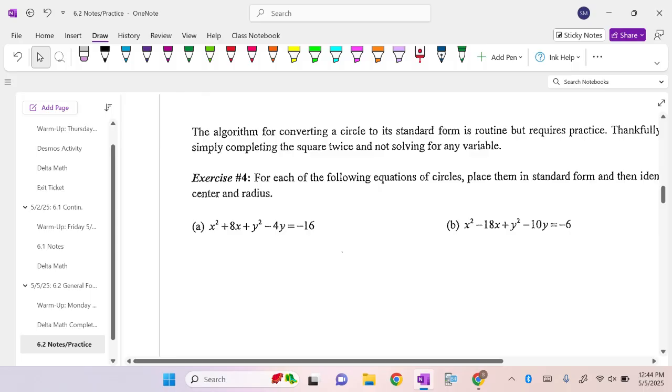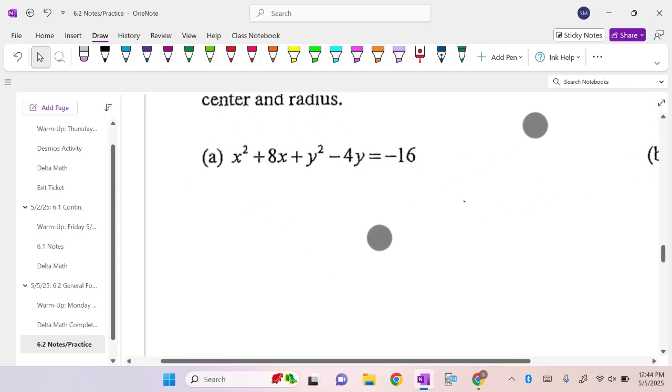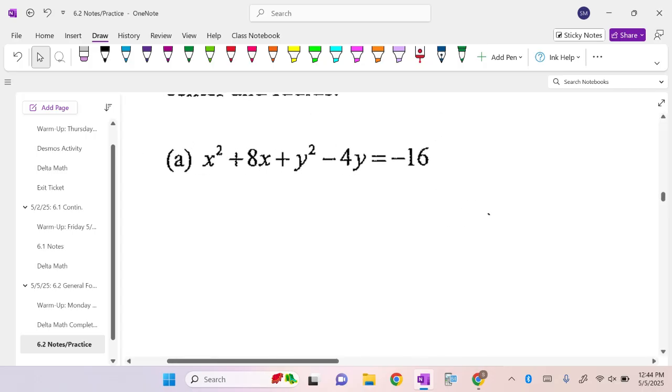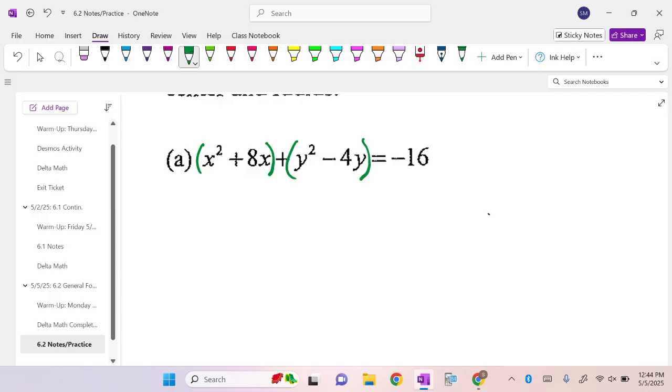All right. So let's look at the next page and we're going to look at example A. We're going to do the exact same process that we've been doing. We're going to get the standard form of the circle and then we're going to write out what the center is and what the radius is. So first things first, you want to group your x's and your y's together. So there's my x's, there's my y's.